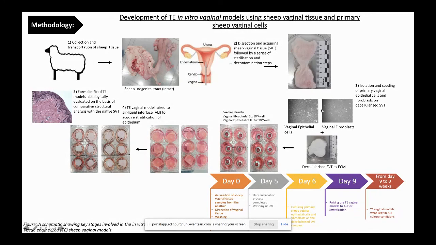A co-culture of these cells is then seeded onto the decellularized sheep vaginal tissue. The cultures are maintained for up to 3 days in normal culture conditions, and then raised onto the air-liquid interface for stratification. These models are then sacrificed after 3 weeks to be evaluated histologically, and immunofluorescence analysis was carried out.